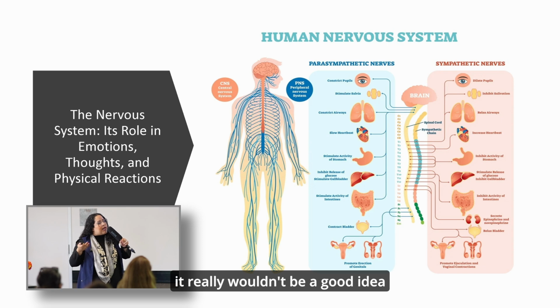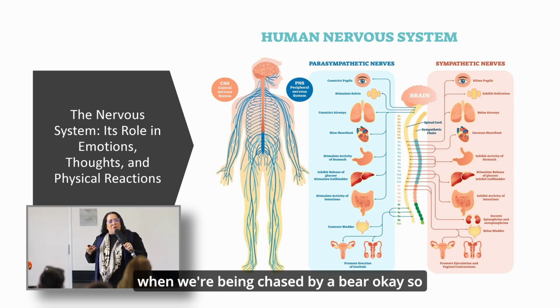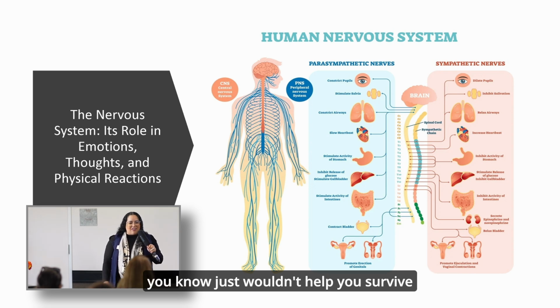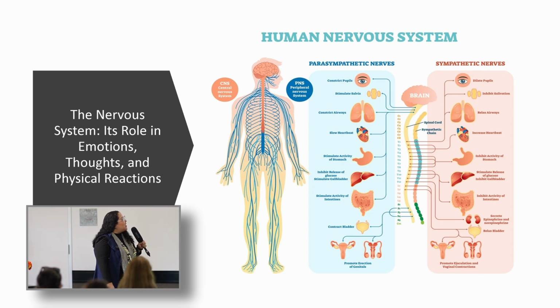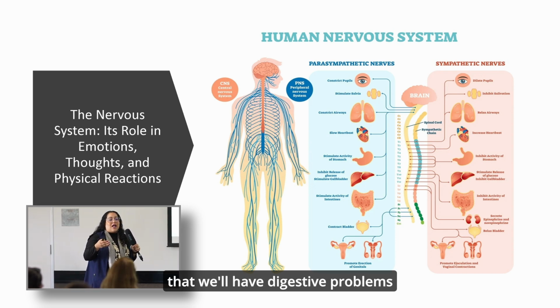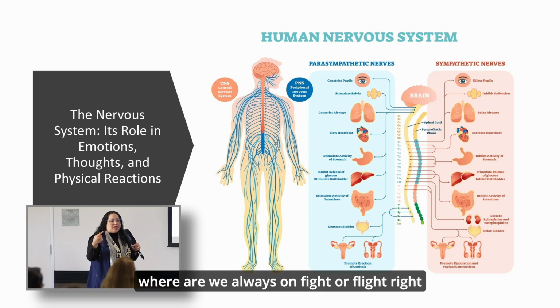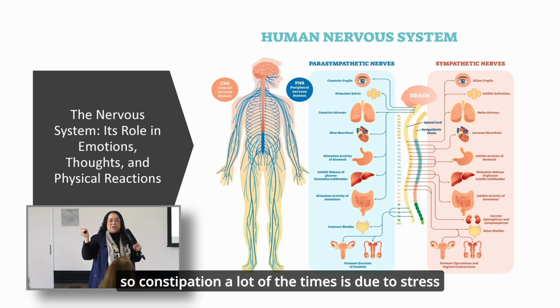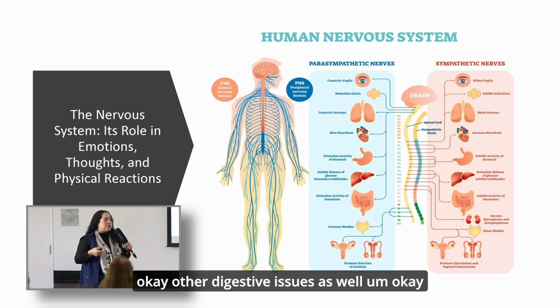It really wouldn't be a good idea for us to have to go to the bathroom when we're being chased by a bear, okay? So our brain says, you don't need that right now, okay? Same thing with hunger. You don't want to get hungry, it just wouldn't help you survive. So it inhibits those responses. So now, doesn't it make sense that we'll have digestive problems if we're always on fight or flight? Because those functions are not working right. So constipation, a lot of the times, is due to stress, okay? Other digestive issues as well.